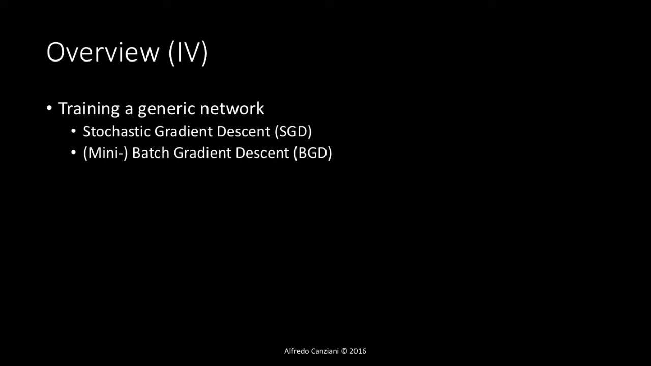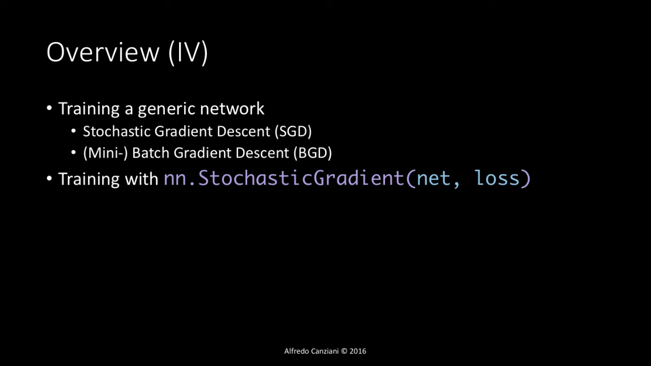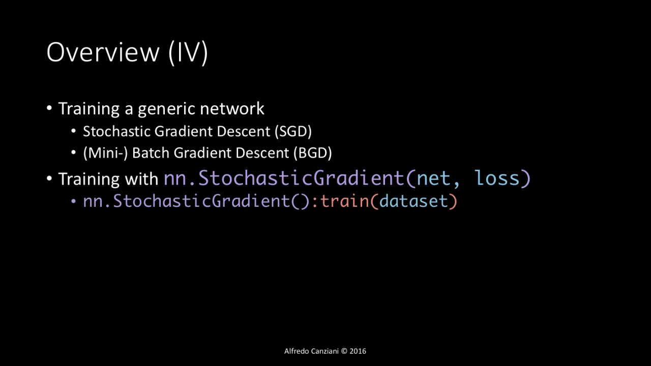Now we will train a generic neural network by using stochastic gradient descent and mini batch gradient descent. We will do so by using the forward, backward, and updateGradParameters together with zeroGradParameters functions we just illustrated. We can do the same by using instead nn.StochasticGradient, to which we simply provide the network and the loss function we decide. And then all we actually need is simply to ask the stochastic gradient to perform a training of our network based on the specific criterion on the dataset that we provide.